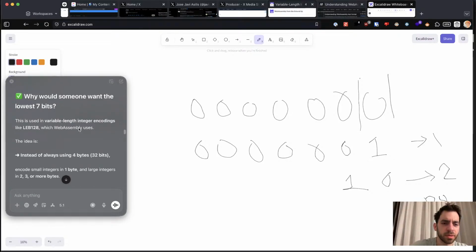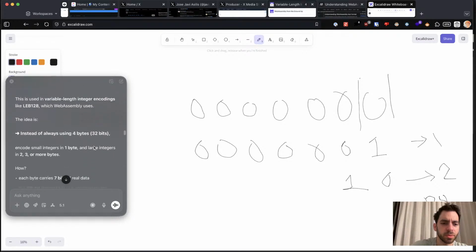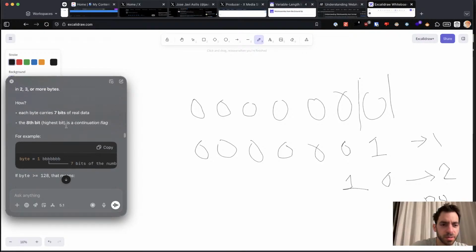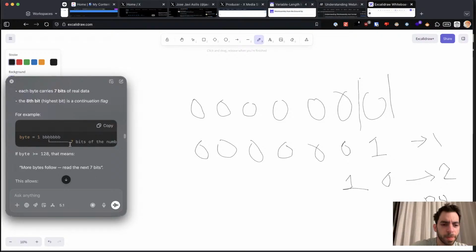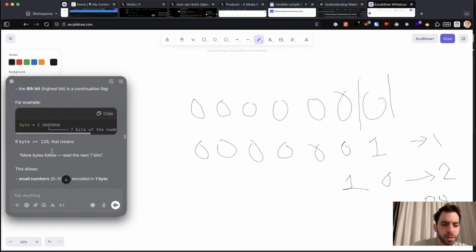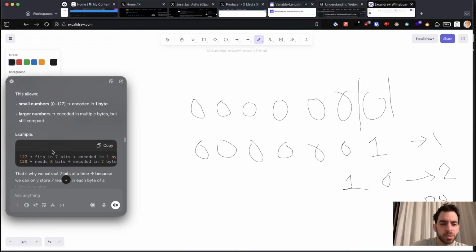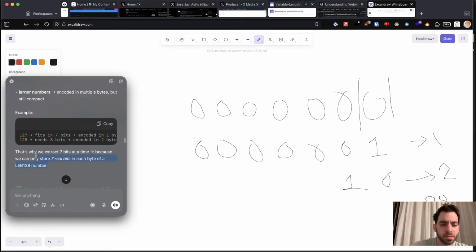This is using variable length integer encoders. Instead of always using 4 bytes or 32 bits, because remember 1 byte equals 8 bits, we encode small integers in 1 byte and large integers in 2 or 3 more bytes. Each byte carries 7 bits of real data. The 8th bit, the highest bit, is a continuation flag: 7 bits of the number payload and more bytes to follow. Small numbers are encoded in 1 byte, large numbers in multiple bytes but still compact. We go 7 bits at a time, because we can only store 7 real bits in each byte of LEB.